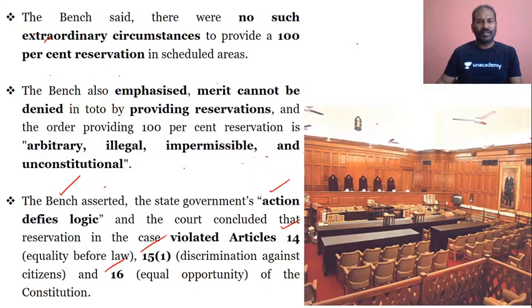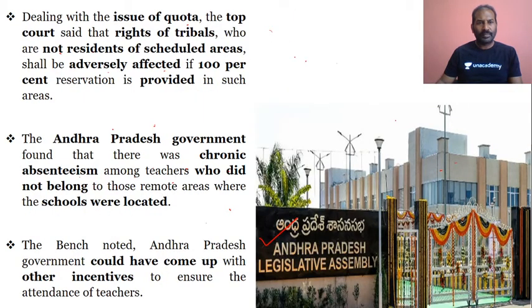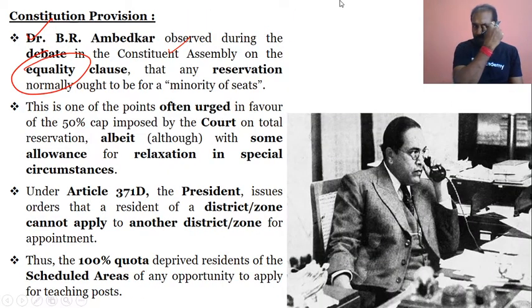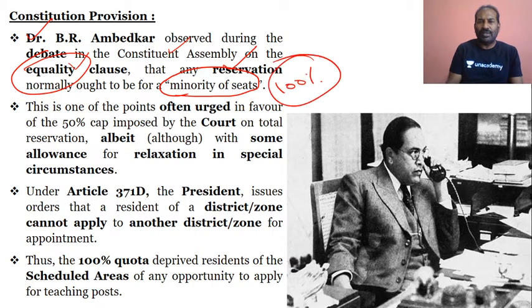Okay, fine. I'll just move ahead. So even Dr. B.R. Ambedkar, during the debate in the Constituent Assembly, has emphasized the equality clause, that in regard to reservation, normally it ought to be only for a minority of seats. Minority of seats, not 100% of seats. Please do understand. Now you are getting to the main points.